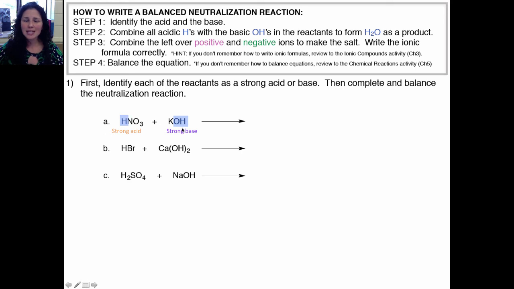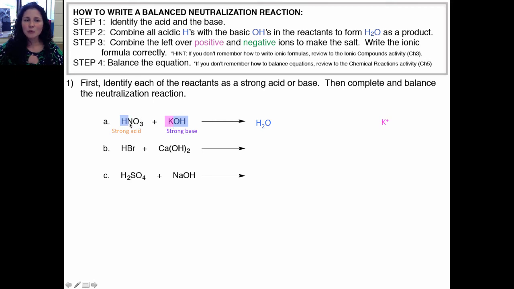I'm going to take these atoms and combine them on the product side to make water. Now what's left over from the base is a potassium, and what's left over from the acid is a nitrate ion. Now I move to step 3. I'm going to combine the leftover positive ion. In this case, it's potassium from the strong base. Potassium makes a +1 ion, and I'll write that over to the side.